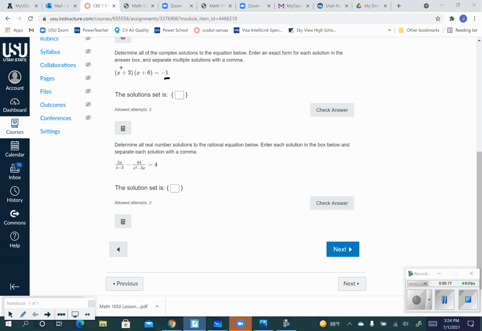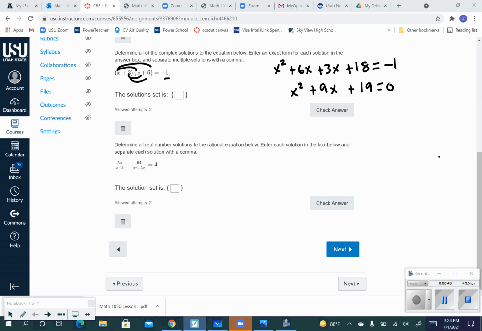So I've got to take this left side of the equation and just multiply it out, do a whole distributive property. So x times x is x squared, x times 6, 3 times x. So I've just got to multiply that whole thing out, and it's equal to -1. Now I want it equal to 0, so I'm going to move the -1 over to the other side and combine like terms, into x squared plus 9x. If I add the 1 over, it's plus 19.